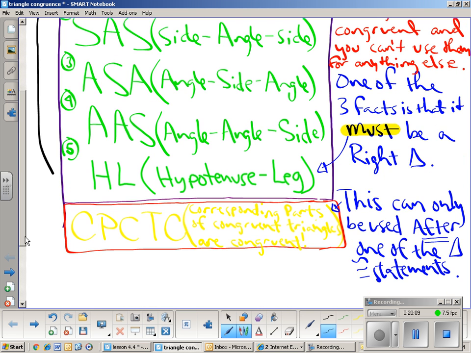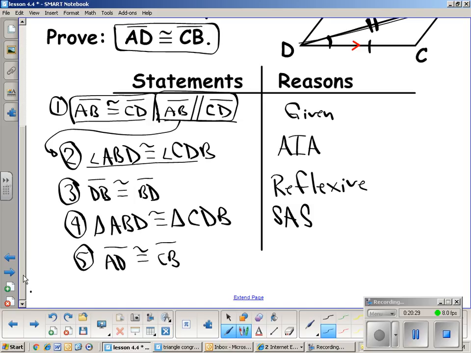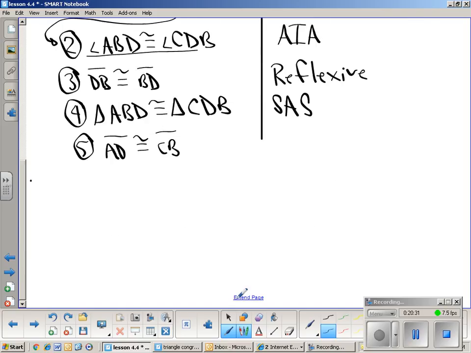After we use one of these, we can use this, right? Which stands for corresponding parts of congruent triangles, which means once I've proven the triangles are congruent, I can state all the corresponding parts are congruent. And so my reason for knowing this is true is because of CPCTC.